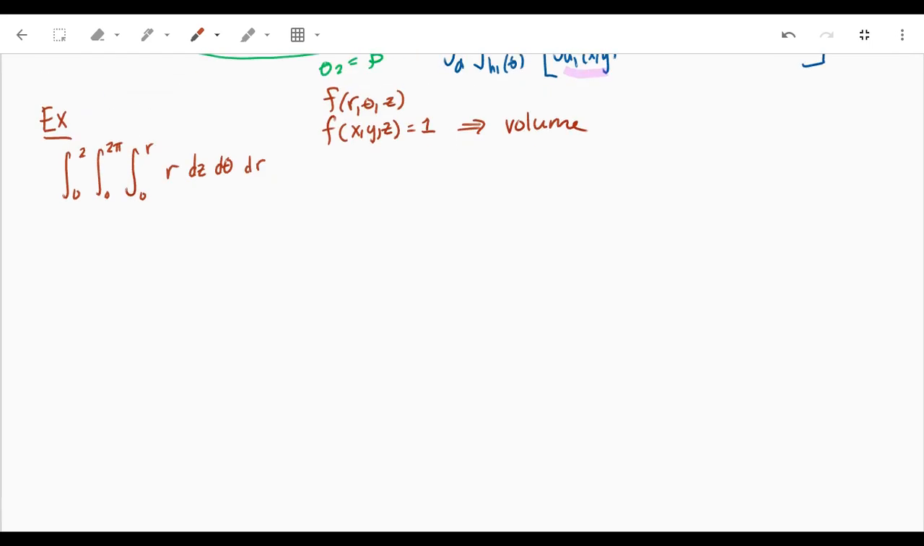All right, so pick apart our integral here. Z is between 0 and r. There's that z equals r again, right? That cone that we're used to, but now we're under the cone, between 0 and the cone. Theta is between 0 and 2 pi, and r is between 0 and 2.